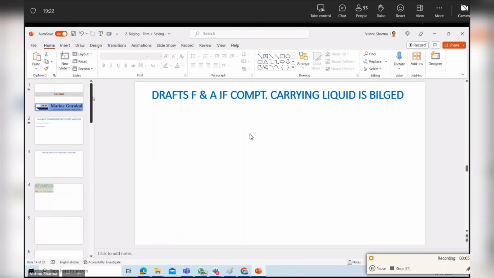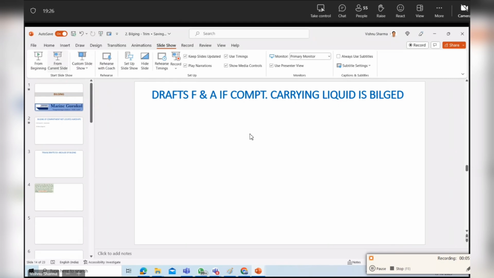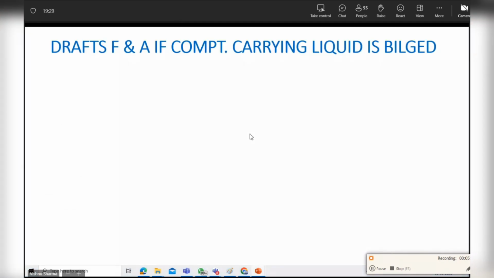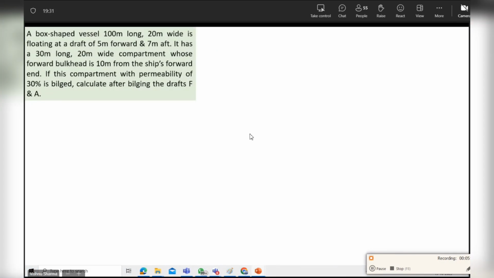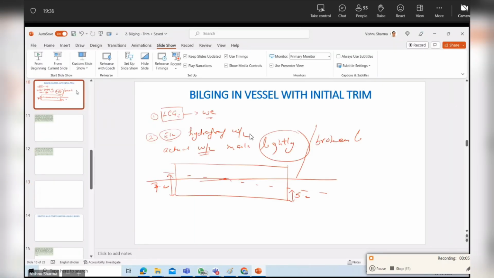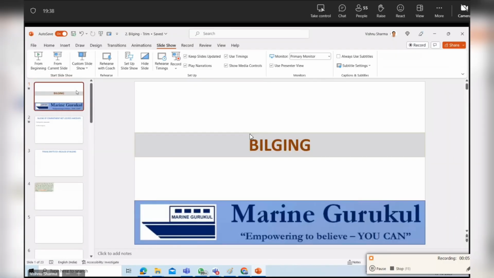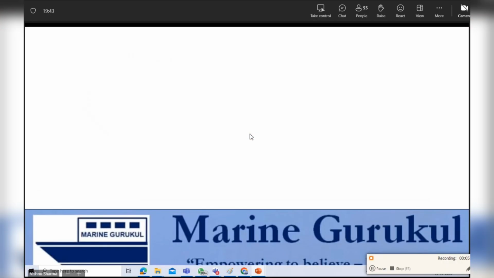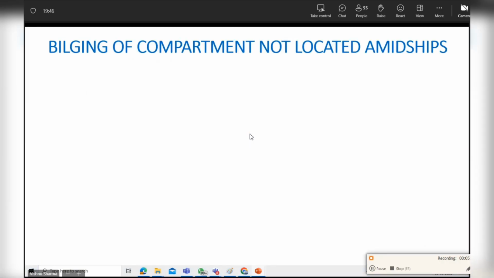Okay, guys, yesterday we closed out the calculation of GM. That means we closed out the effect of bilging on the static stability of the vessel, that is, the GM of the ship. Today we'll study how it affects the trim and how we calculate the drafts forward and aft, if required.